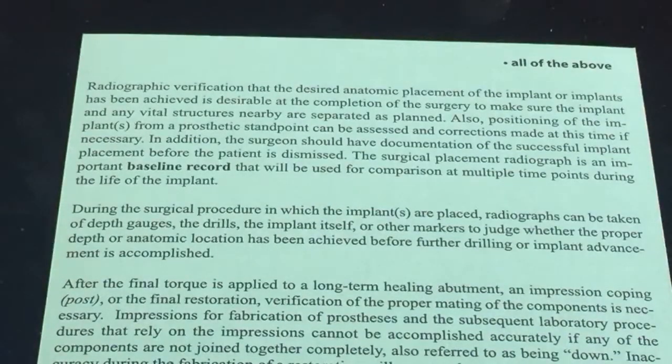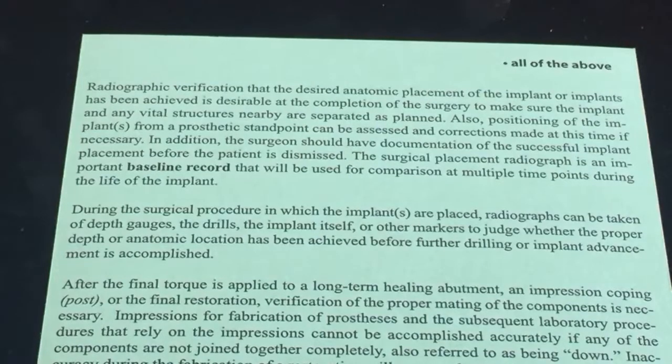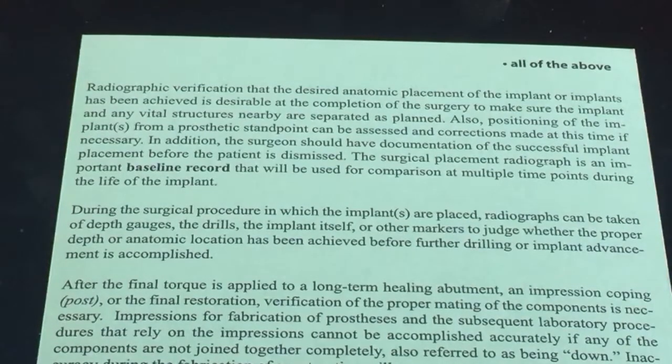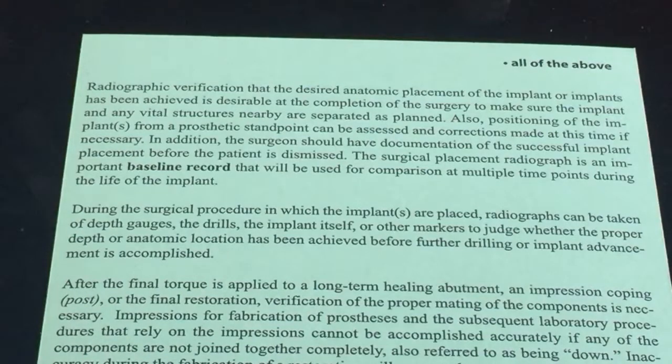Radiographic verification that the desired anatomic placement of the implant or implants has been achieved is desirable at the completion of the surgery to make sure the implant and any vital structures nearby are separated as planned. Also, positioning of the implant from a prosthetic standpoint can be stressed and corrections made at this time if necessary. In addition, the surgeon should have documentation of the successful implant placement before the patient is dismissed.